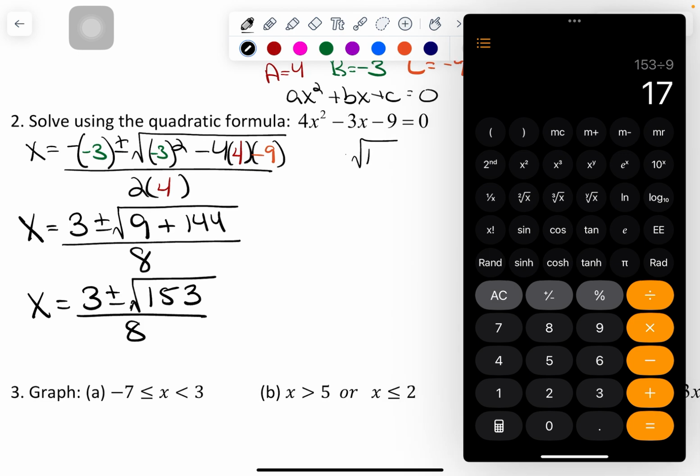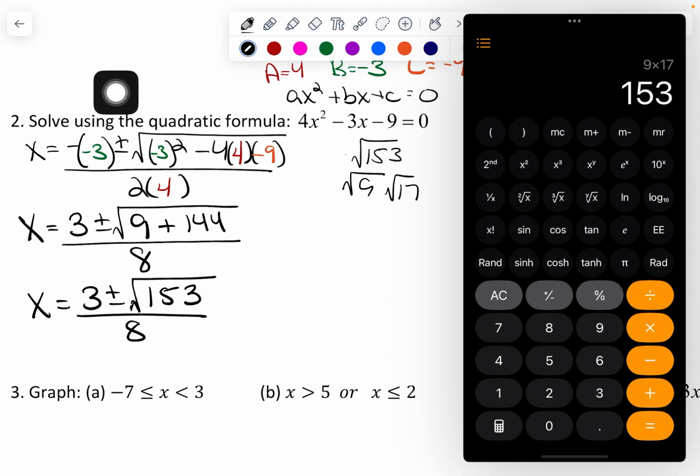So I'm going to deal with 153 here. And this is really 9 times 17. I've got the calculator handy just to reassure you. If I take 9 times 17, that's the 153 I'm looking at. Now, why do I care that this is 9? Because this is a perfect square. And the square root of 9 is 3. Root 17 is going to stay root 17.